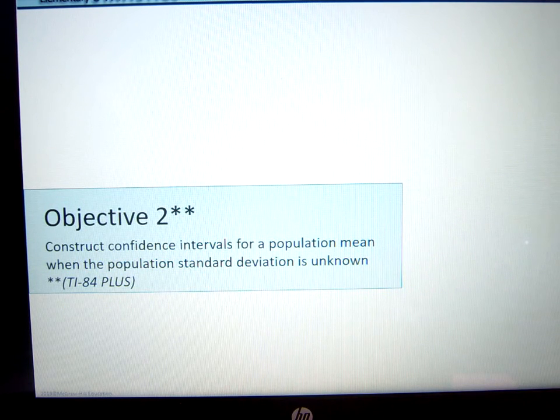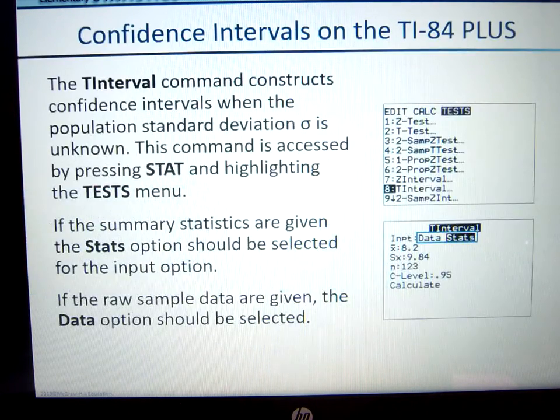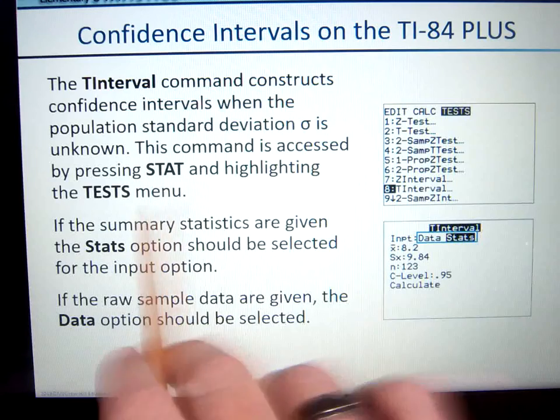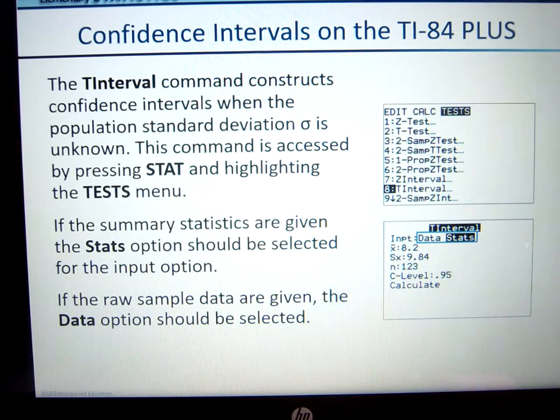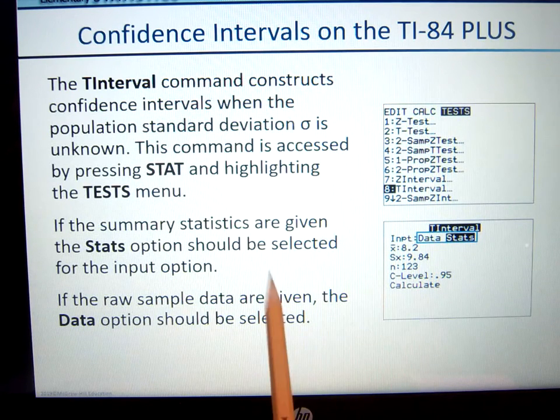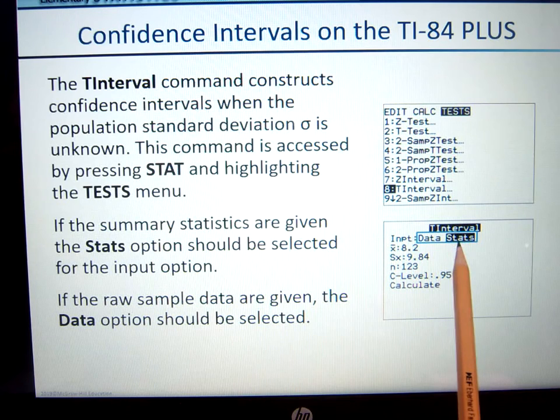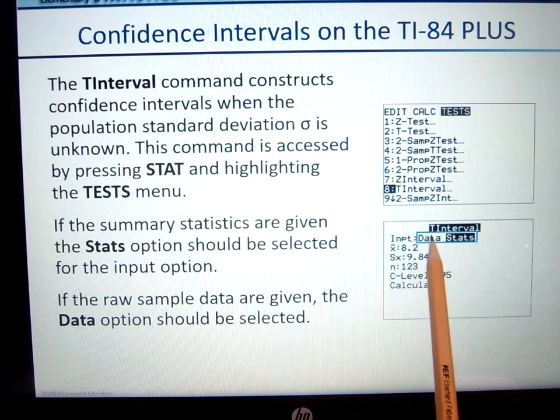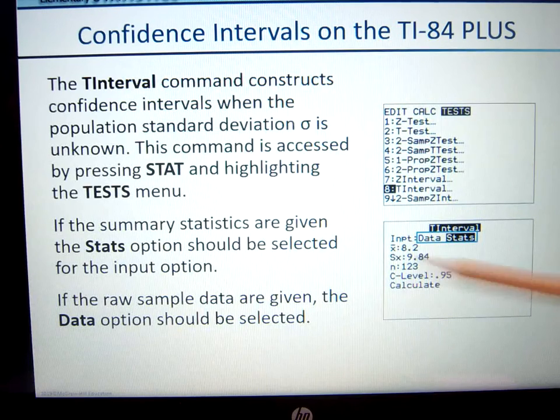Let's take a look at using our TI-84. Here we have the T-interval command constructing the confidence intervals when the population standard deviation is unknown. This command is accessed by pressing stat and then tests. And if summary statistics are given, we have 8 for our T interval, and that should be selected. Now, if we have our statistics, we can hit stats. If we have our raw data, we're going to hit data. So here we have our stats, 8.2, 9.84, 123, our C level of 95. Then we're going to calculate.